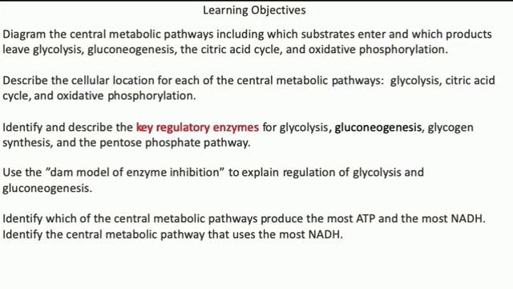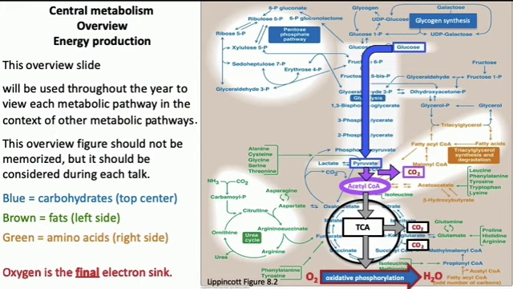Also in parallel to the glycolysis presentation, I want to frame gluconeogenesis in the context of the central metabolic pathway diagram. At the top, I'm showing in blue glucose to pyruvate glycolysis. In the middle in purple, I'm showing the conversion of pyruvate to acetyl coenzyme A, which feeds into the citric acid cycle, the circle in the middle in black, and ultimately electrons fall into the electron transport chain in oxidative phosphorylation.